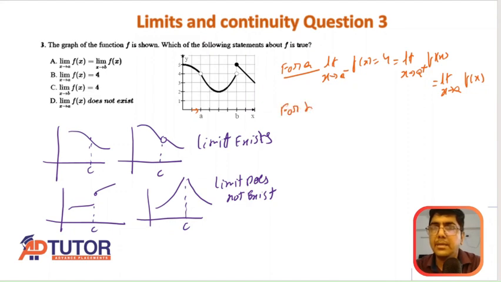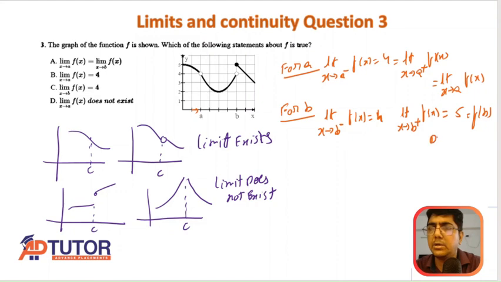Now for B, what do we have? For B, it is the limit as x tends to b minus of f of x. The value of the function from the left side is 4. And if you see the limit as x tends to b plus of f of x, the value of the limit will be equal to 5, and that's equal to the value of the function as well, f of b. You have a dot here. So clearly the limit does not exist here, because the left side limit is not equal to the right side limit. That's one of the reasons. Or you can see from the graph, you have a jump here. Clearly the limit does not exist.